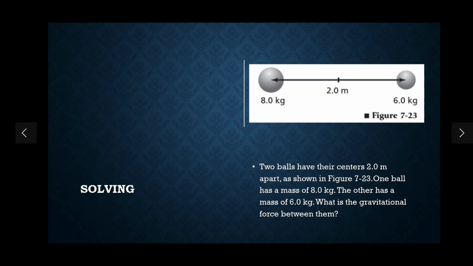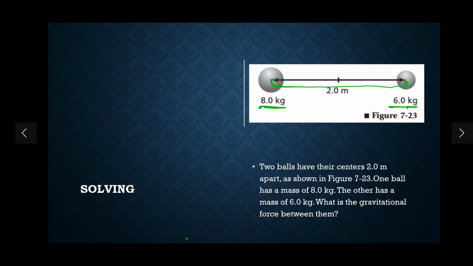These two balls have their centers 2 meters apart, as shown on this figure. One ball has a mass of 8 kilograms, another ball has a mass of 6 kilograms. What is the gravitational force between them?